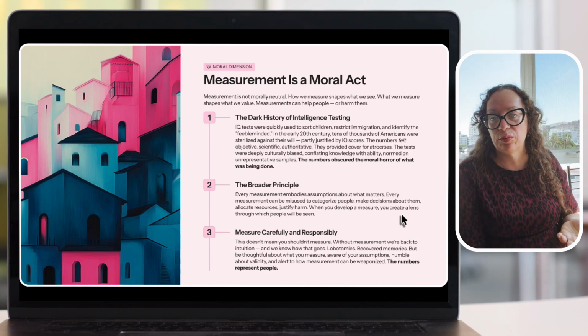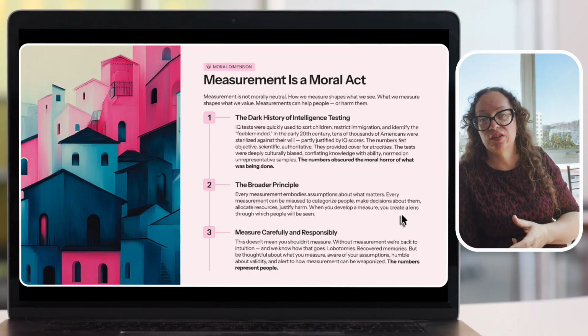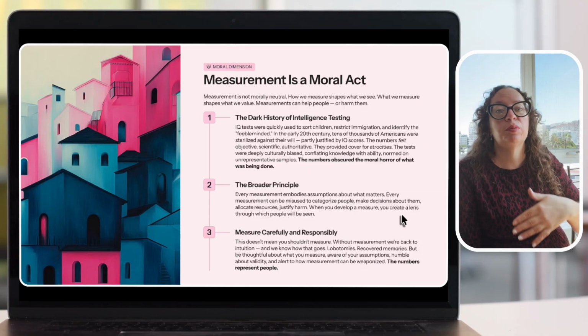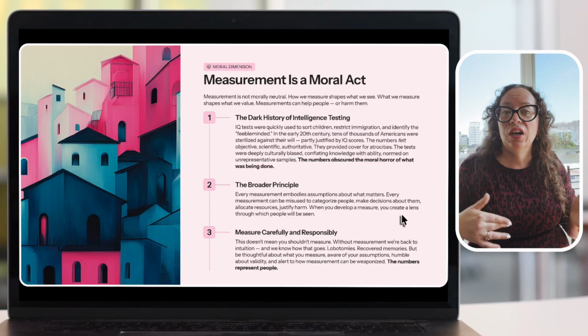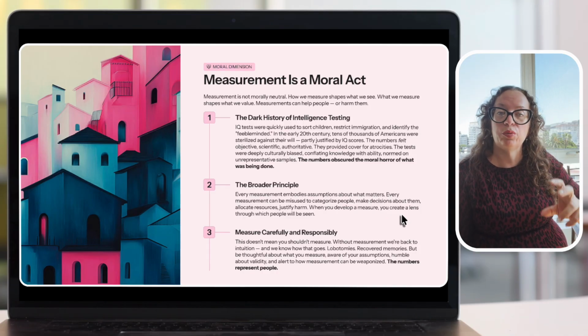Okay? This is an extreme example, but the principle extends to all measurement. Every measurement embodies assumptions about what matters, what should be captured, what counts as evidence. Every measurement can be misused, okay, to categorize people, to make decisions about them, to allocate governmental resources, even to justify harm. So when you develop a measure, you create a lens through which people will be seen.